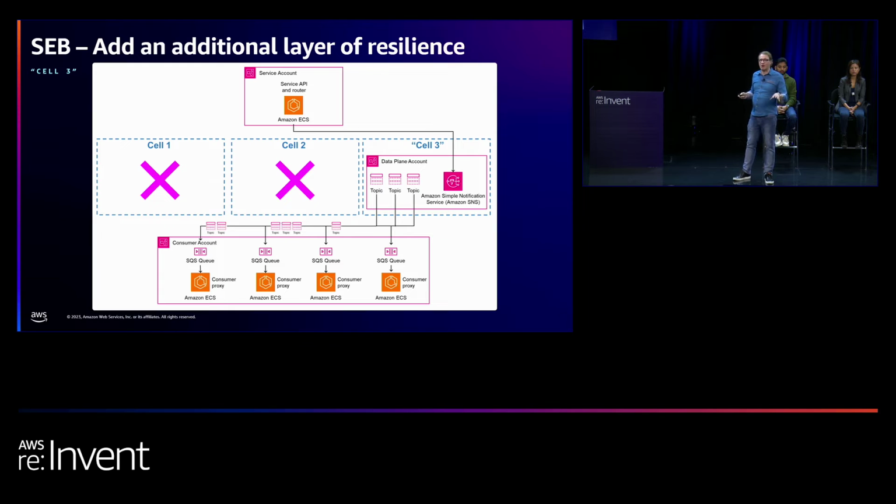Cell 3 is not running Kafka, it's not running MSK, it's running SNS, Simple Notification Service. It's using Simple Notification Service and Simple Queue Service to do the stream processing. Not necessarily as efficiently as Kafka would do it in cell 1 and cell 2, but to maintain availability. And this avoids the correlated failure. If the correlated failure is something to do with MSK or Kafka, it's not likely to be affecting SNS and SQS, therefore they're able to maintain availability.